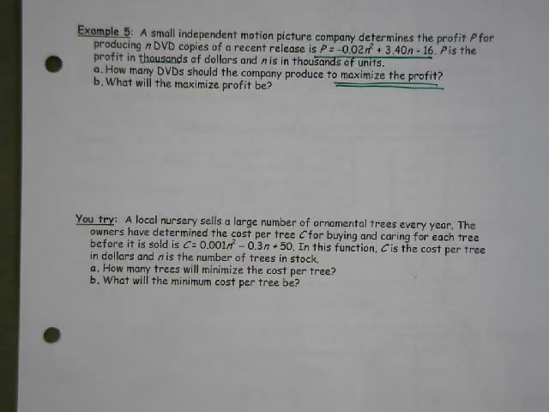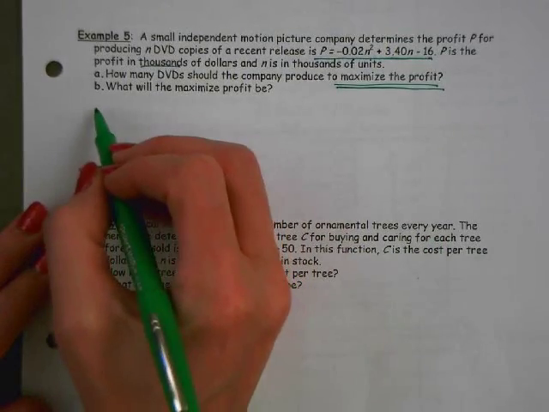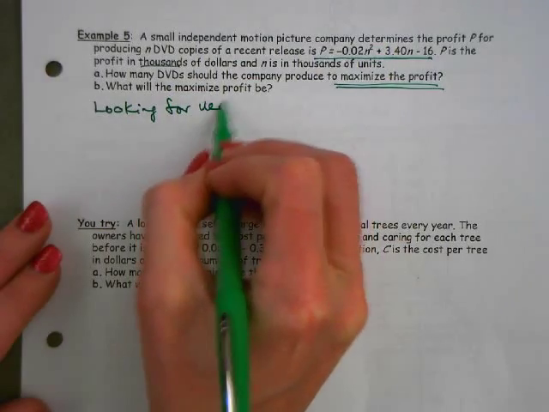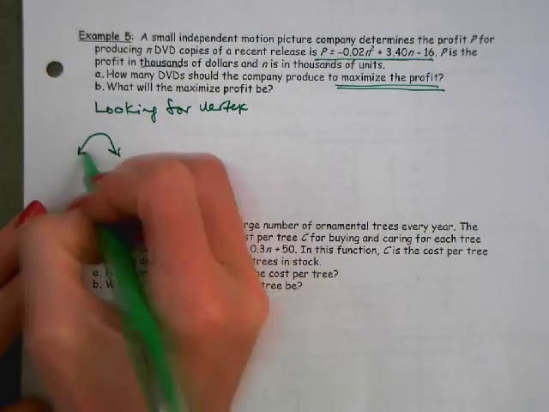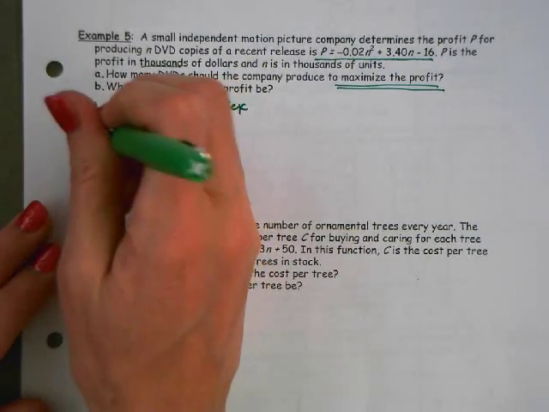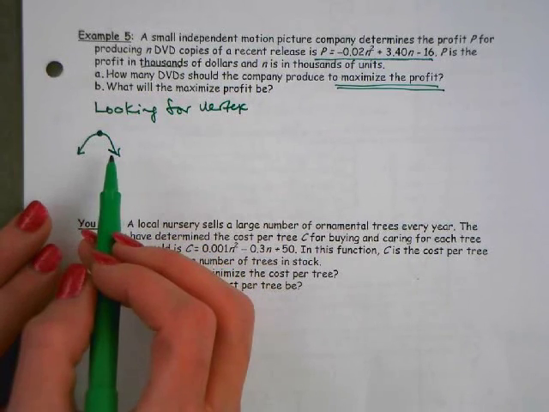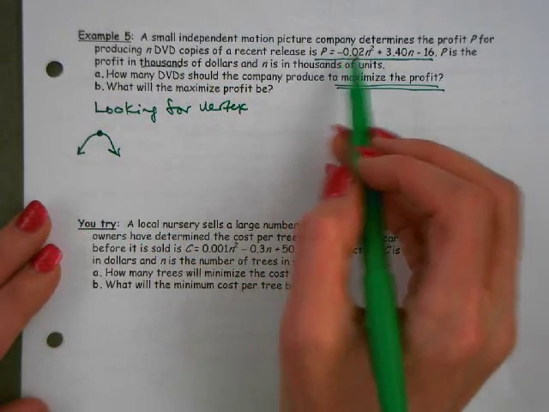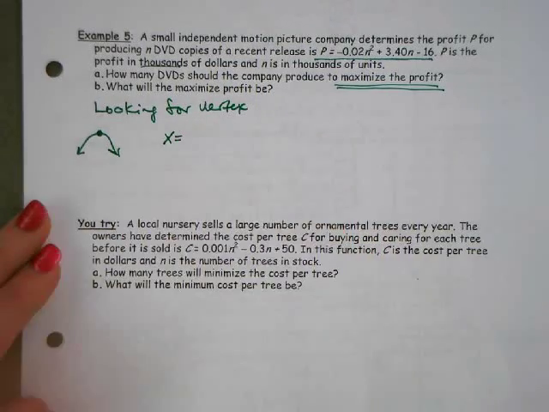Okay? So if I tell you that that's the case, how do I find my vertex? We're looking for the vertex. The fact that it's maximizing tells me it's a parabola that looks something like this, and the maximum is going to be right here. What do I know about the A value on a parabola that looks like this? It's negative, right? Notice how it's negative there? All right, so I'm looking for the vertex. What's the formula for a vertex again? X equals what? Negative B over 2A.